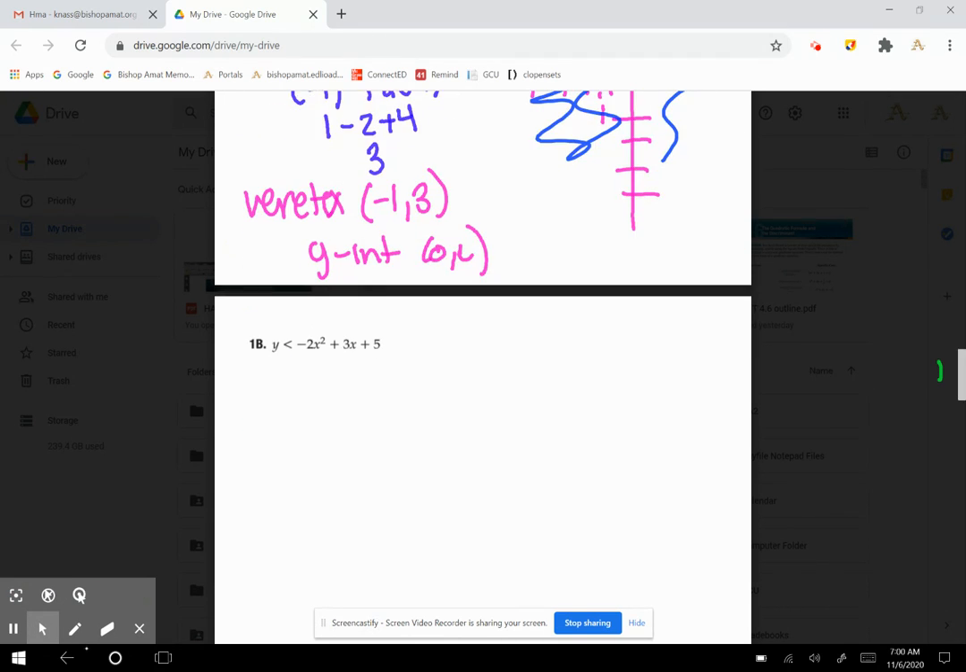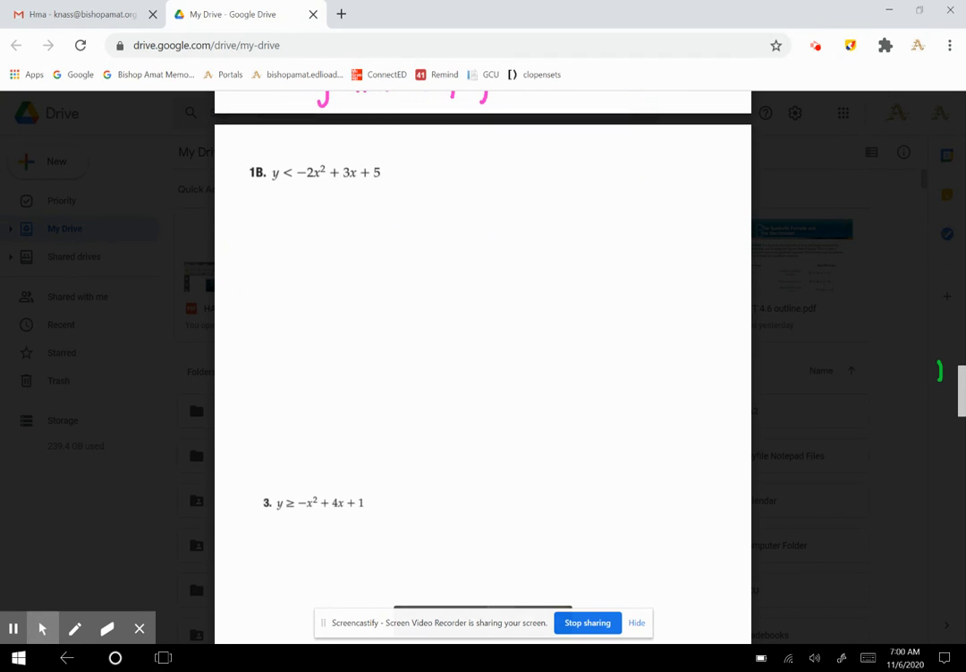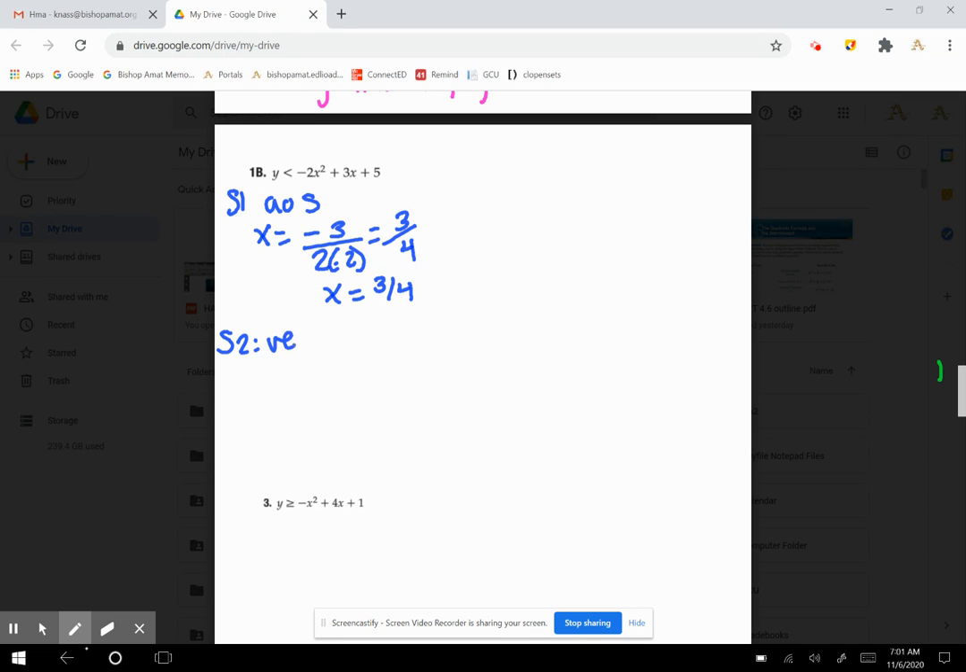Okay, let's try the next one. Again, same steps. Step 1, axis of symmetry. This is x equals negative b over 2a. So this is 3/4. Yes, I know it's a fraction. Work with it. Step 2 is your vertex.